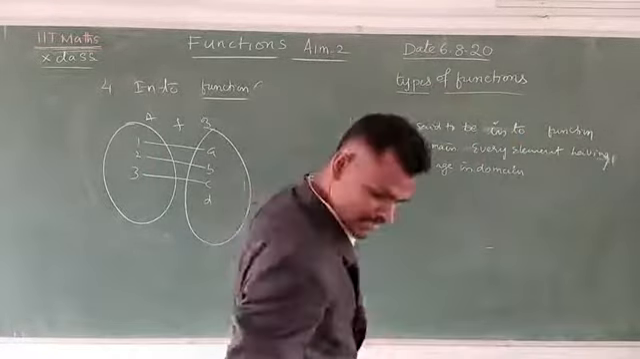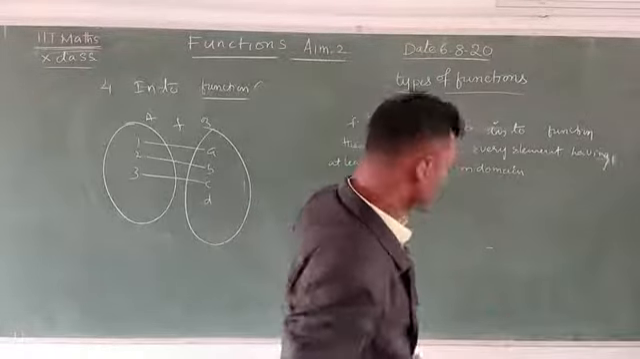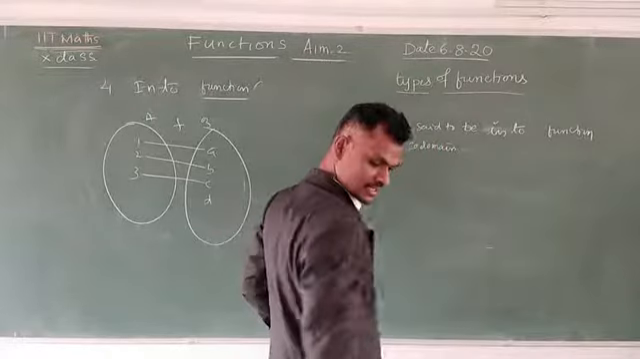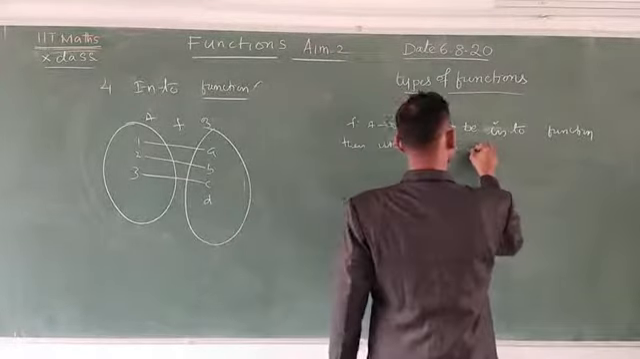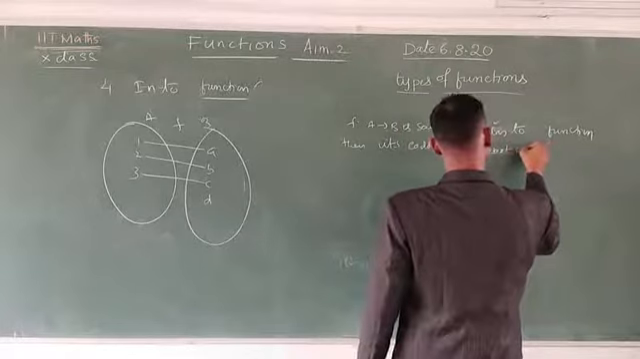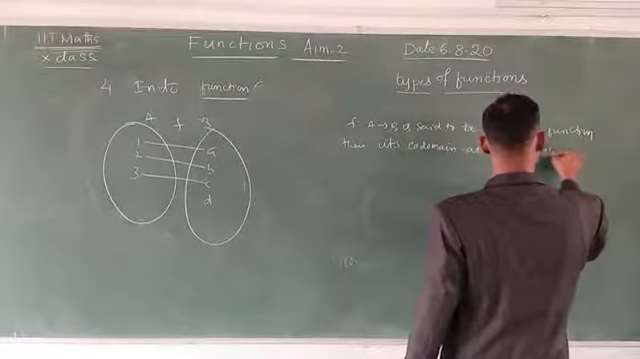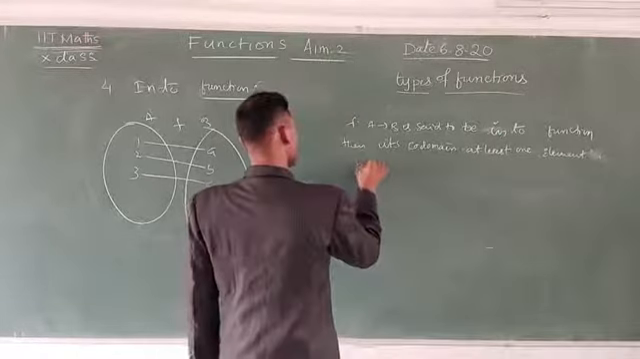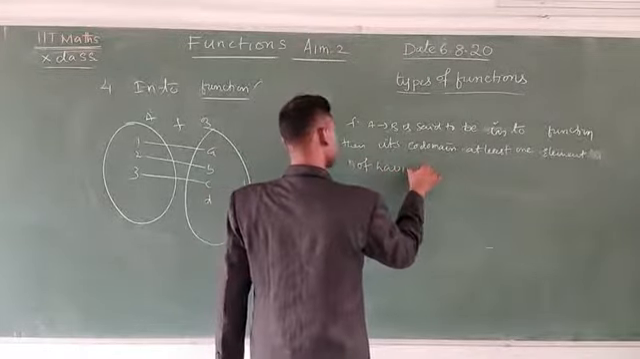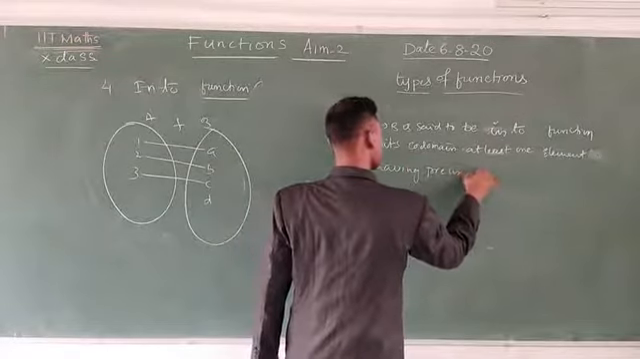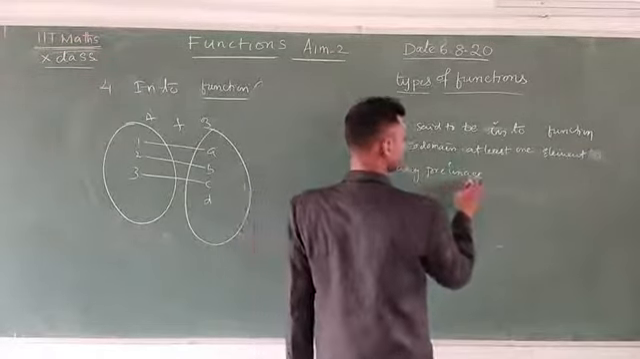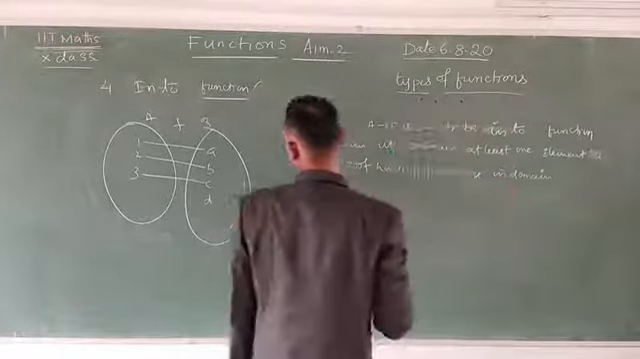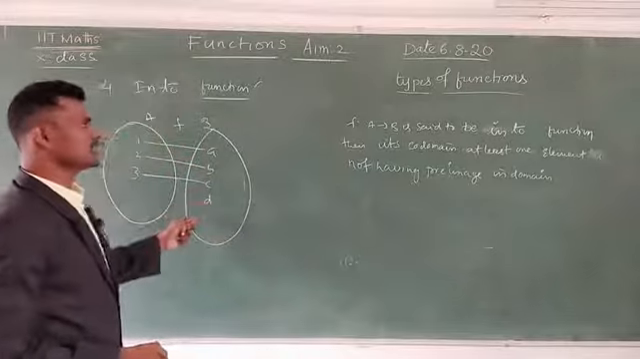In the codomain, at least one element not having a pre-image in the domain. Then F is a mapping from A to B is said to be an into function.